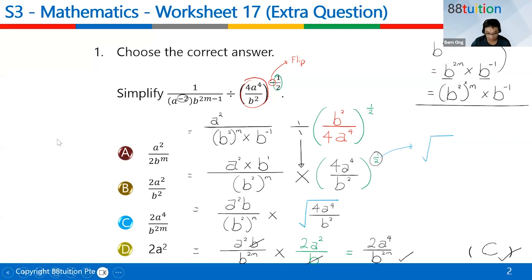Question number 1 from worksheet number 17, extra question. So these are indices. Later then we go into worksheet number 18.